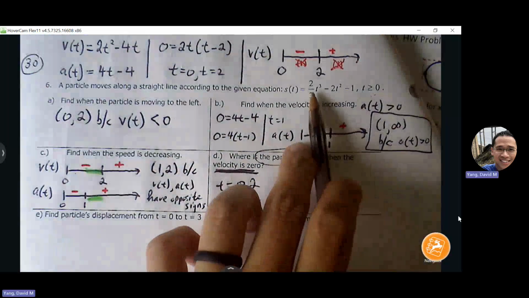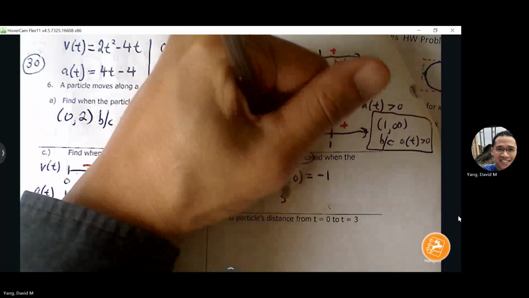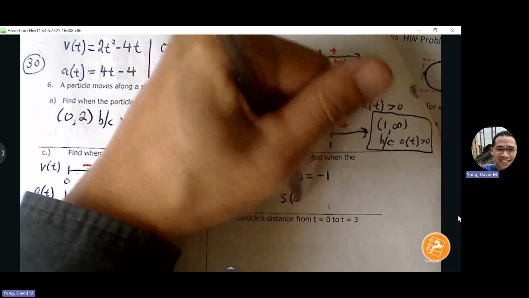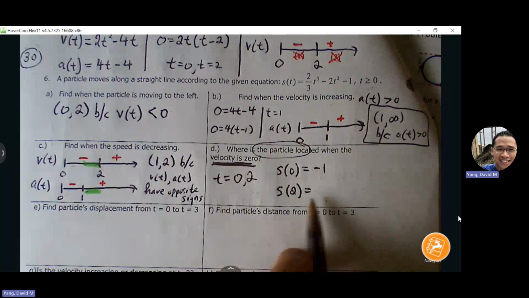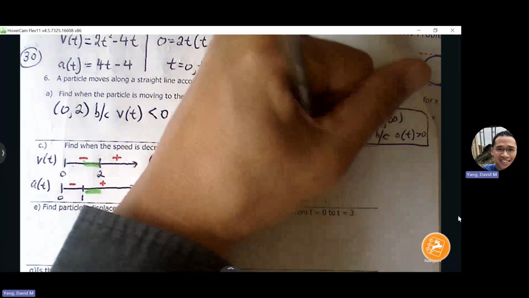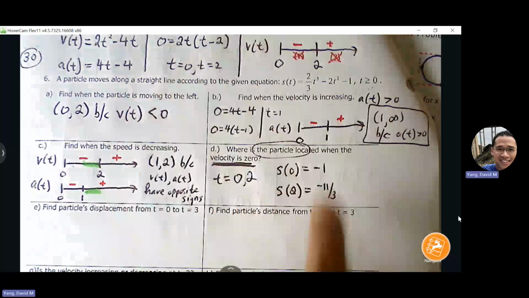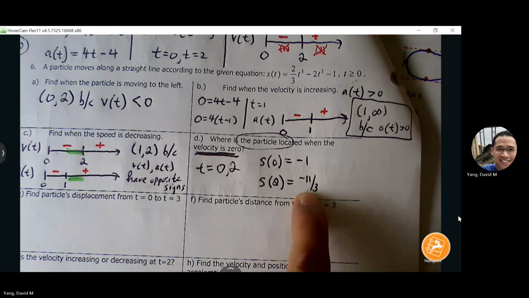So if I plug 0 in for t, I get -1. If I plug in 2, it's a little messier with fractions, but you'll get to use your calculator. Ends up giving us -11/3. So that tells us that's a location on the number line. It's somewhere around -3 point something, or between -3 and -4.